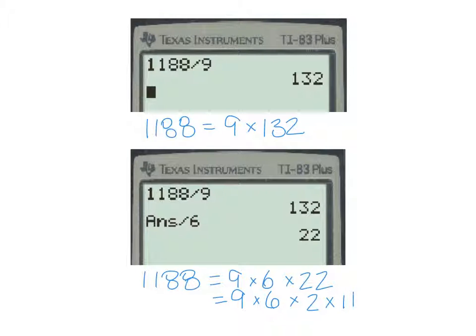So the only real question is, how do you know how much factoring to do? That's why in Math 10 we talk about prime factorization, which has its own video lesson.